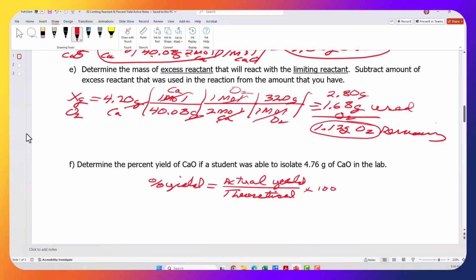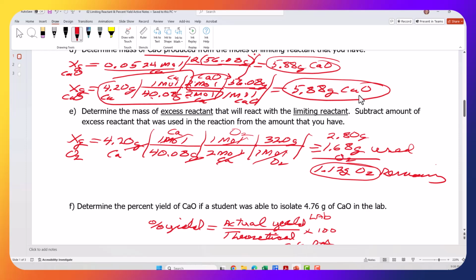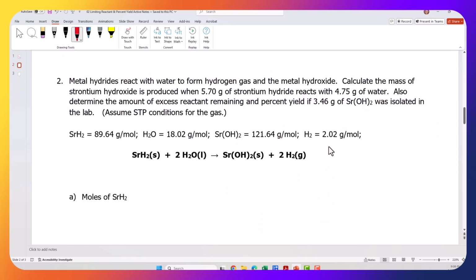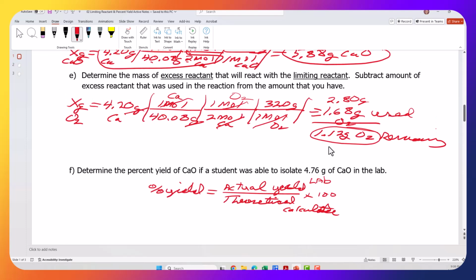How good is it? Remember that the actual yield is going to be the smaller amount. It's what comes out of the lab. The theoretical yield, that is what you calculate, okay? And we did the calculation. Now, if we look up here at what we calculated for our theoretical yield, it is 5.88 grams of calcium oxide. So, here we go.